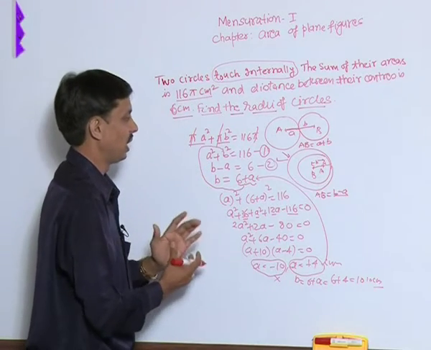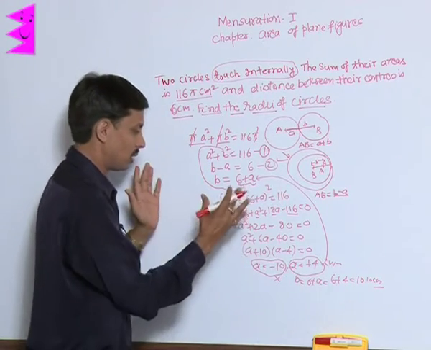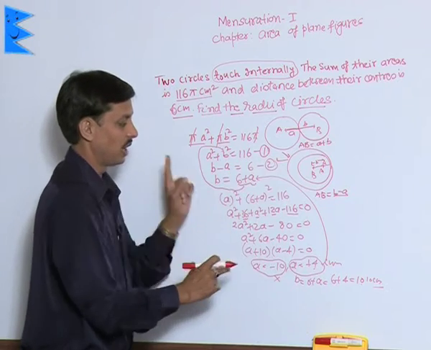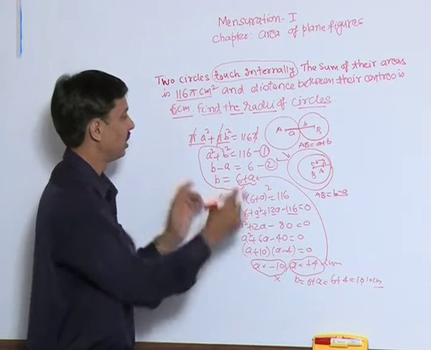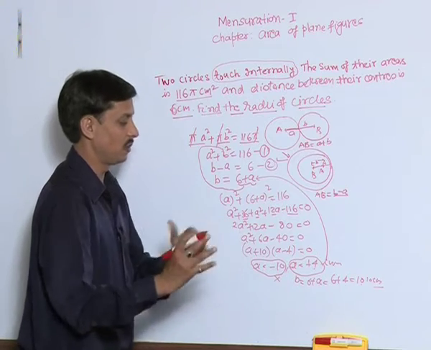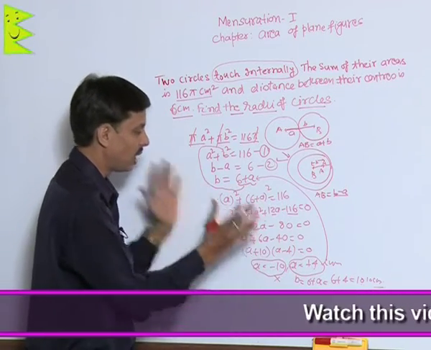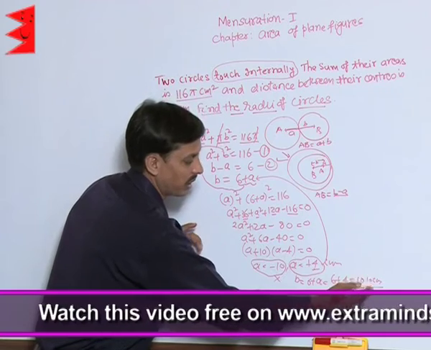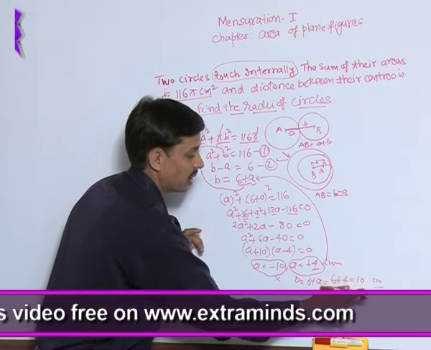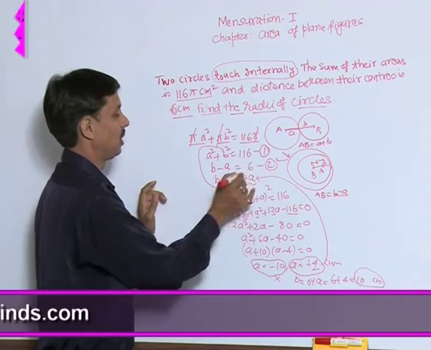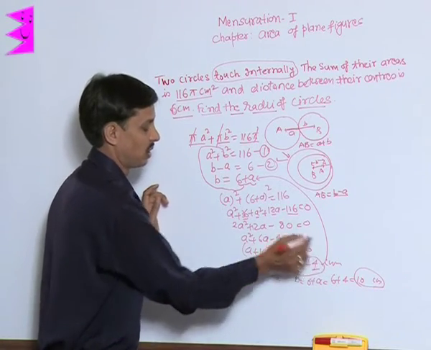So you can say that the difference, 10 minus 4, is how much? 6. And if you calculate their areas, the sum of the areas will come out to be 116 pi. You can verify it. So what we have got: A is equal to 4, B is equal to 10 centimeter. So 10 centimeter is the radius of the bigger circle, 4 centimeter is the radius of the smaller circle.